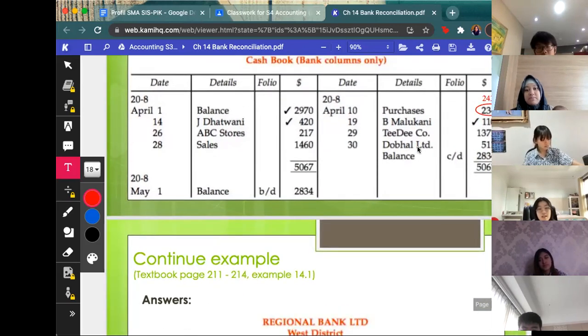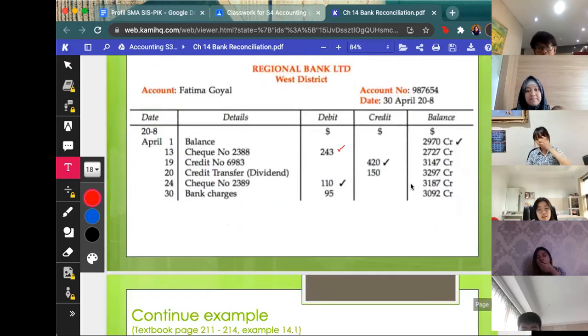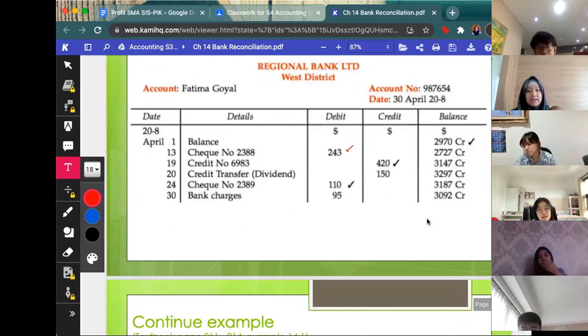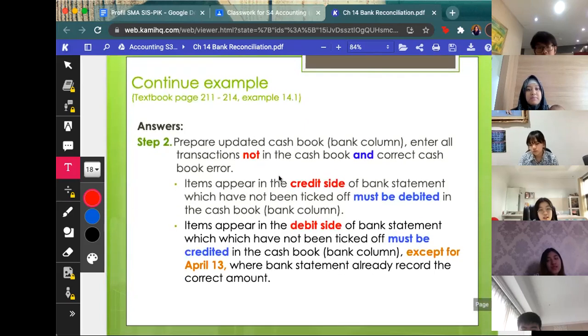Okay, so after making the checklist on both sides, now the next step is step 2. Prepare the updated cash book, enter all transactions in the cash book, and correct the cash book error. Items that appear on the credit side of the bank statement which have not been ticked off must be debited in the cash book.